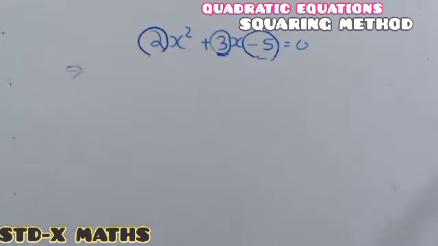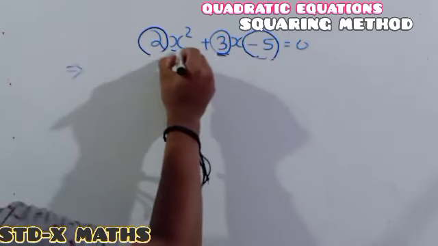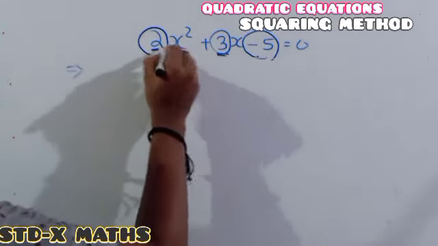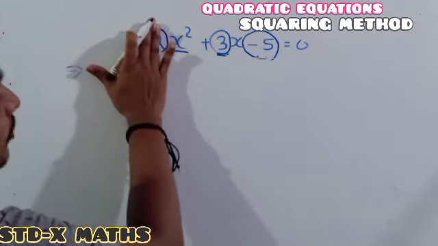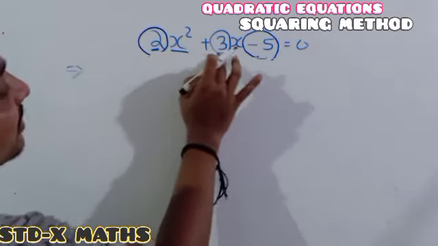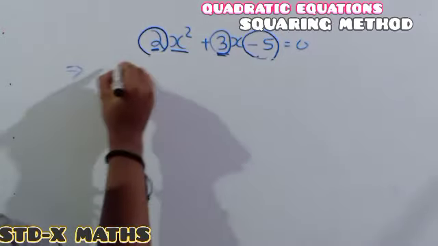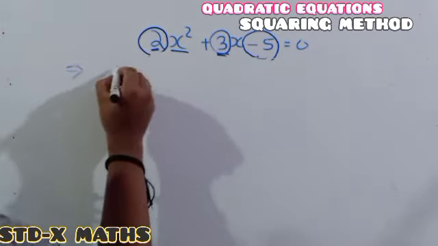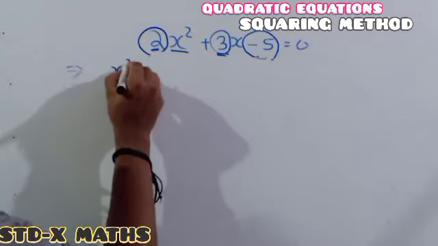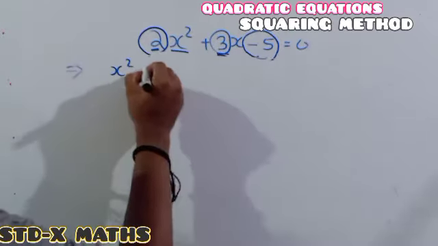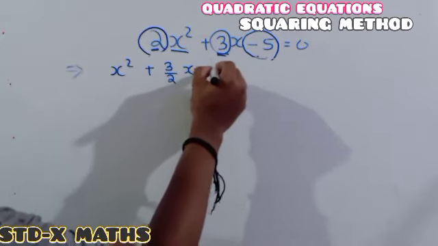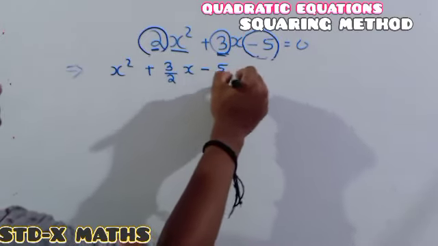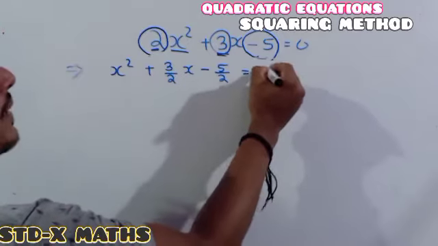Whenever you are getting any coefficient other than 1 with x square, always try to make it 1. How to make it 1? By dividing each of the terms by 2. See, whenever I divide each term by 2, the first becomes x square, the next becomes 3 by 2 x, the next becomes 5 by 2, and the last becomes 0 by 2, which is also 0.